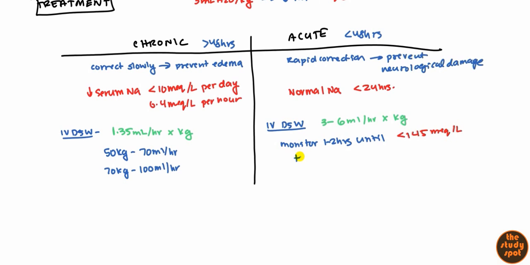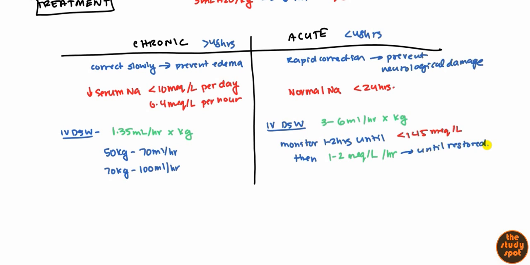Now you're worried about overcorrecting. You don't want to go into hyponatremia. So then you start giving 1 to 2 milliequivalents per liter per hour until the sodium level is restored. So that's how you treat acute.